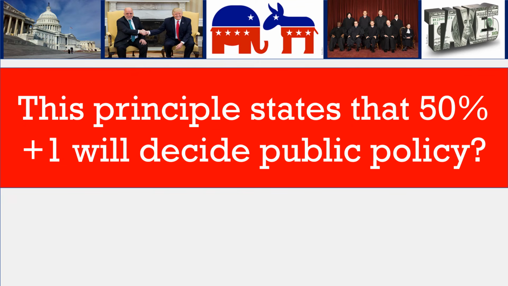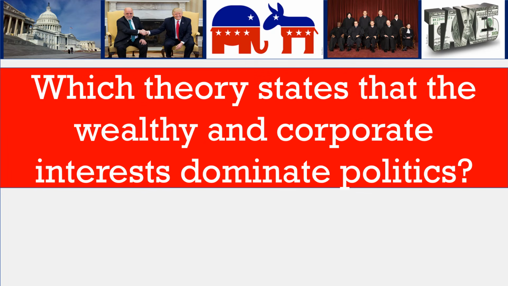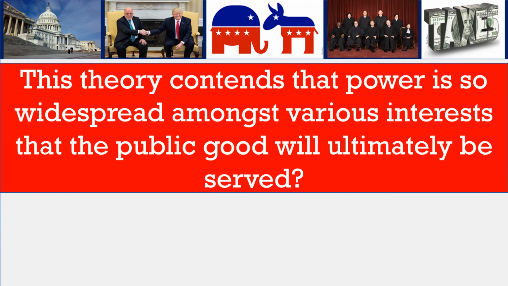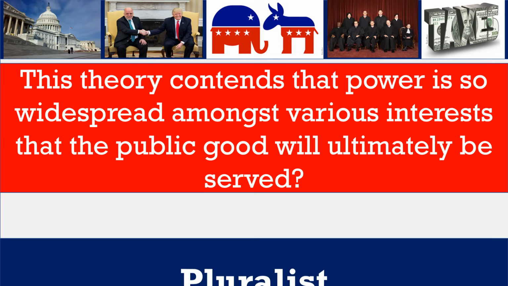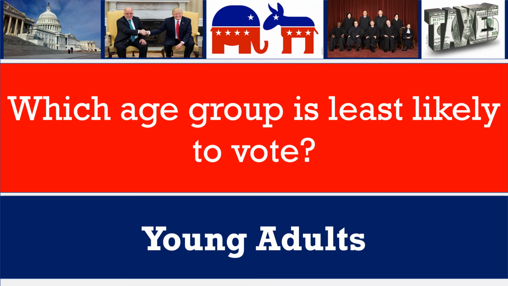This principle states that 50% plus one will usually decide public policy. Majority rule. Which theory states that the wealthy and corporate interests dominate politics? Elite or class theory. This theory contends that power is so widespread amongst various interests that the public good will ultimately be served. Pluralism. Which age group is least likely to vote? Young adults.